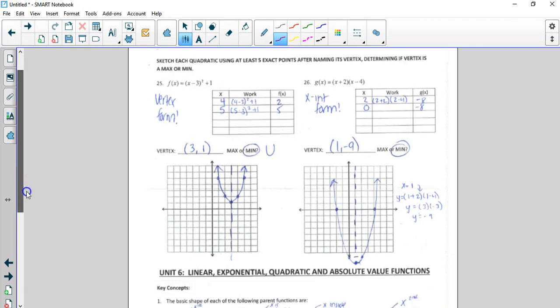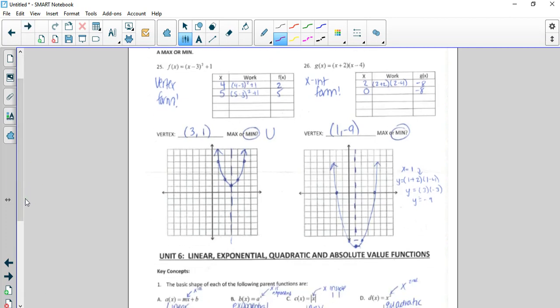25. Not a lot of work to do here. Since it's in vertex form, your vertex is at 3, 1. Opposite of that number, and this number, x comma y. Then you pick a few numbers. Here we pick 4 and 5. When you plug 4 in, you get 2. So 4, 2, which then is going to mirror image at 3, 2. You plug 5 in and get 5, mirror image at 1, 5. You don't have to do all the points. You just mirror image it.